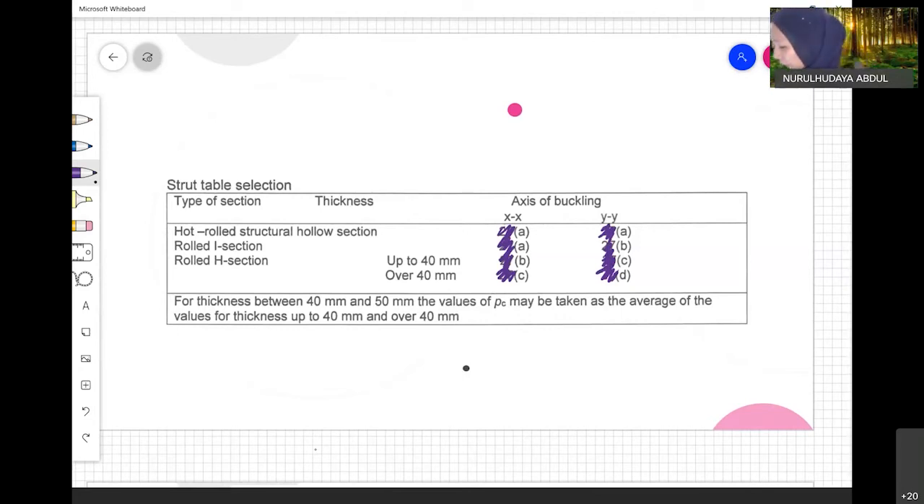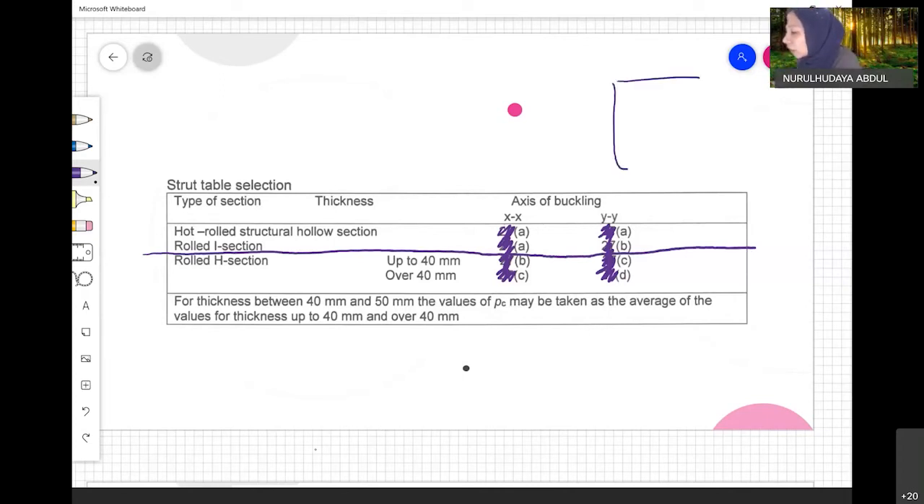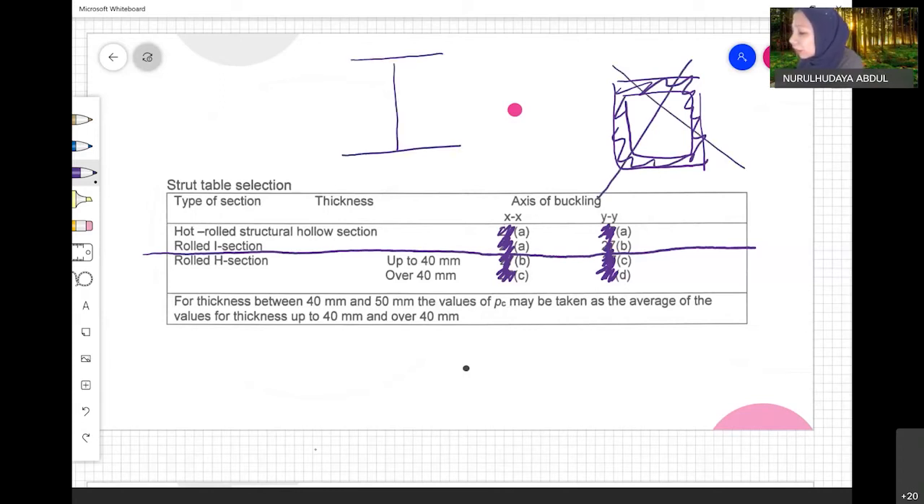Okay. Ignore whatever above here because kita tak pakai roll I section. Okay, roll H section, hot roll structural hollow section ni yang kalau macam ni lah hollow section. So we are not, kita tak pakai ni, and this roll I section ni dia tinggi, dia panjang macam ni. Okay. Compared dengan H section, value ni lebih kurang macam value ini. So itu nama dia H section. So kita pakai roll H section. Jadi kita tengok part yang bawah ni saja.